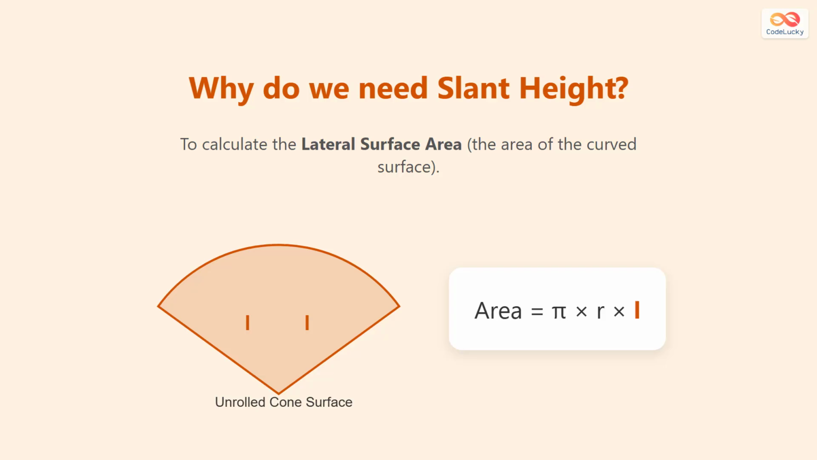Why do we need to know the slant height? It is essential for calculating the lateral surface area. If you wanted to paint the cone or make a paper hat, you would need to know the area of the curved surface. The formula for that area is pi times radius times slant height.